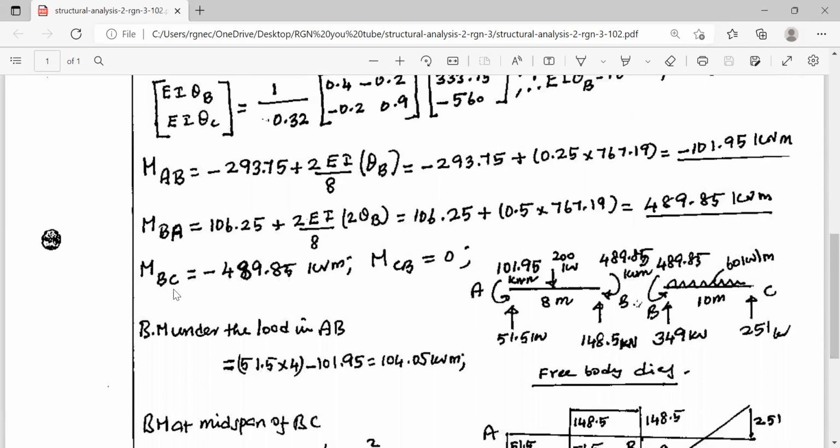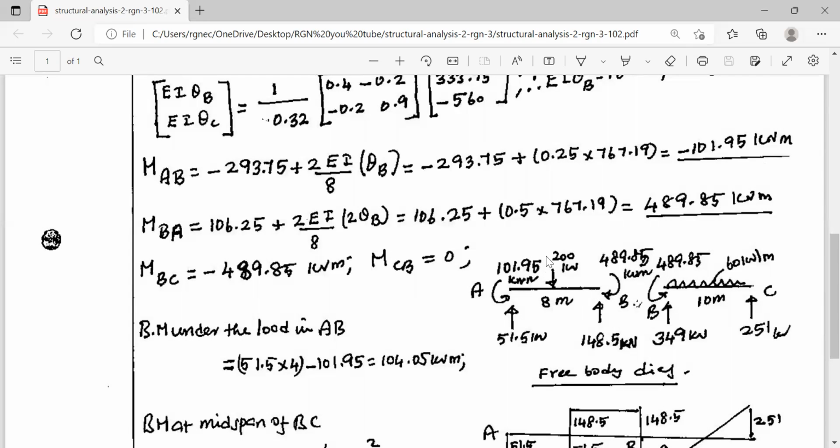So M of BC is equal and opposite, minus this much. M of CB is equal to 0, because it is a simply supported end and there is no continuity. The equilibrium has to be satisfied. Now we have to draw the free body diagram.